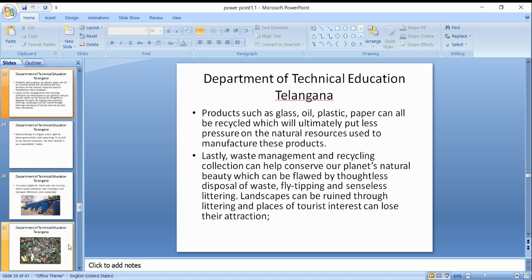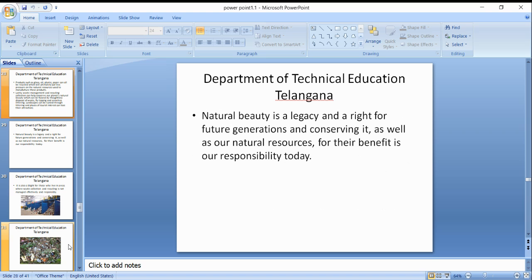Recycling oil, plastic, and paper will ultimately put less pressure on the natural resources used to manufacture them. Lastly, waste management and recycling collections can help conserve the planet's natural beauty and prevent senseless littering. Littering is nothing but waste, for example from water or from plants, that is disposed of carelessly, and it can be reduced.